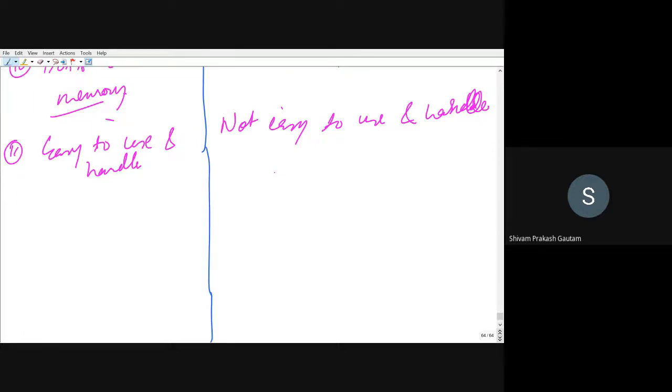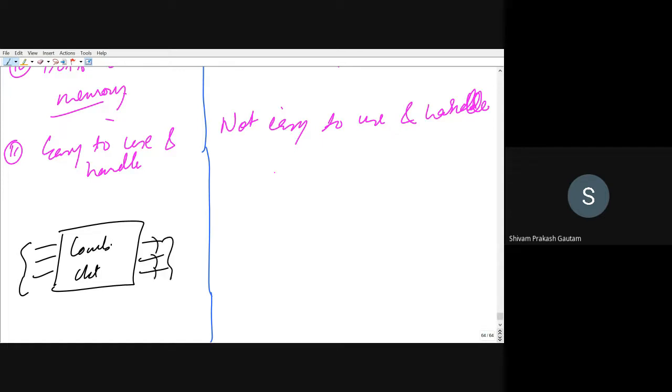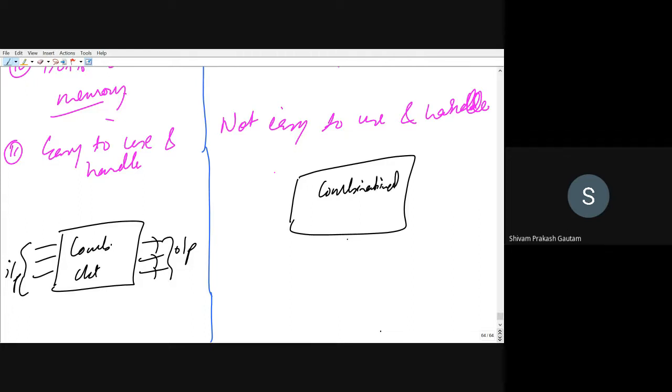So combinational circuit looks like this. You're having some sets of input, some sets of output. This is output, this is input, with no memory. Whereas if you talk about this sequential circuit, it is having some combinational circuits. Then it is having some memory element. Some inputs are provided here. You will get some output.